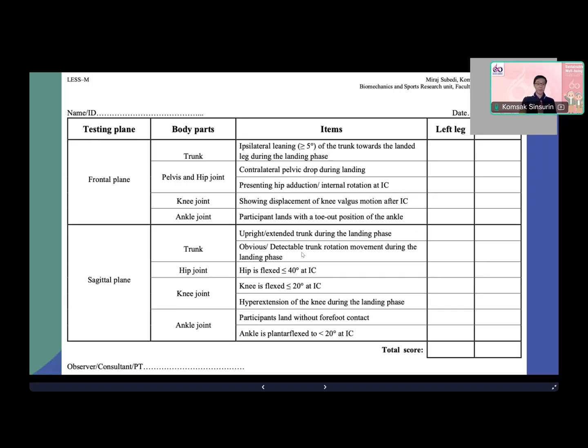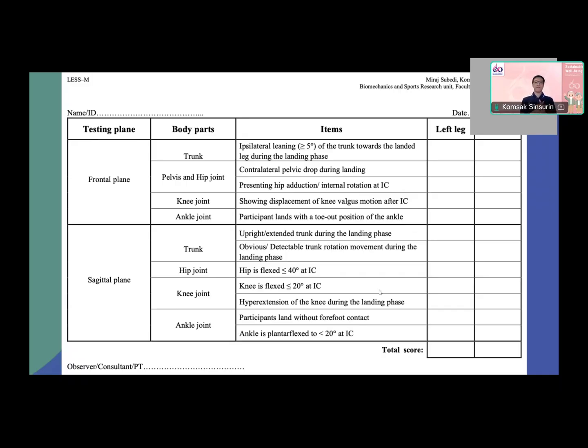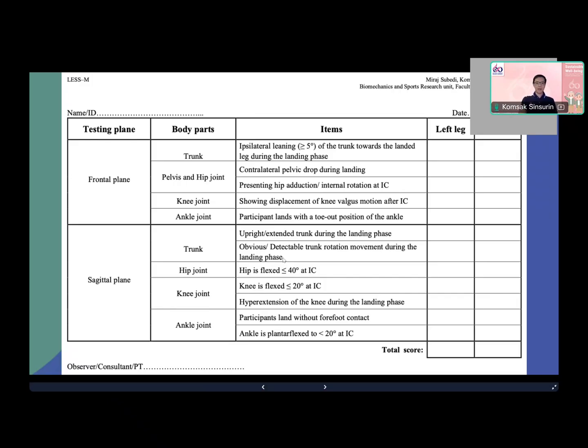So how about the sagittal plane? We need the video captured with the camera placed at the side, in the side view. So we observe the upright or extended trunk during the landing phase. We observe whether there is any obvious or detectable trunk rotation movement during the landing phase.